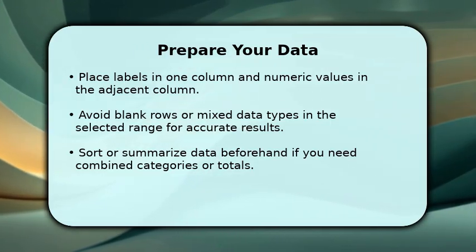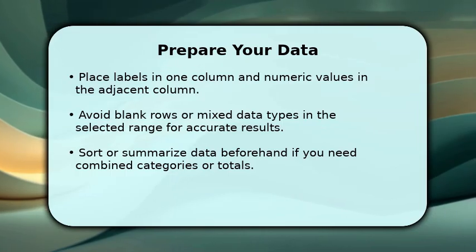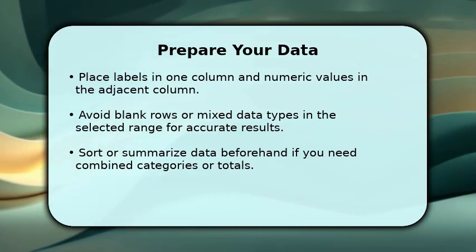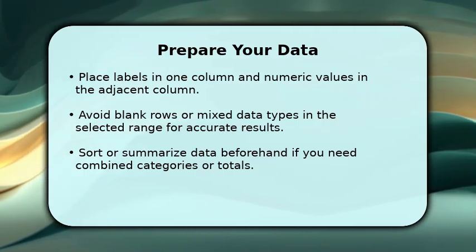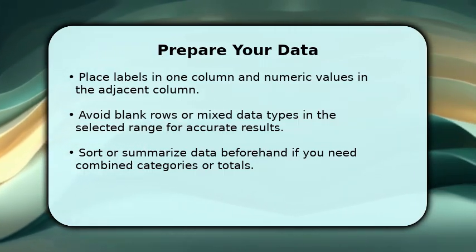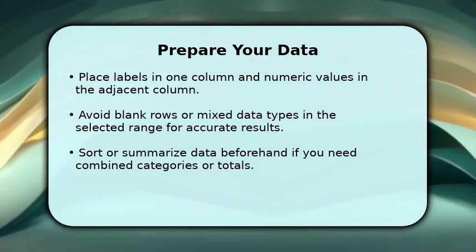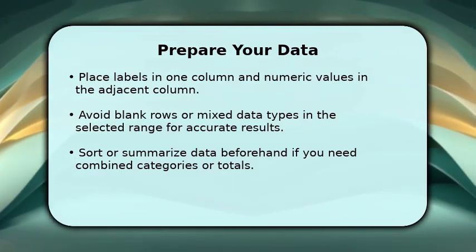If you need aggregated categories, create a summary table with totals first. Keep headers simple so the chart editor recognizes labels and values automatically. Clean data makes pie slices reflect accurate proportions and keeps your chart tidy and understandable.